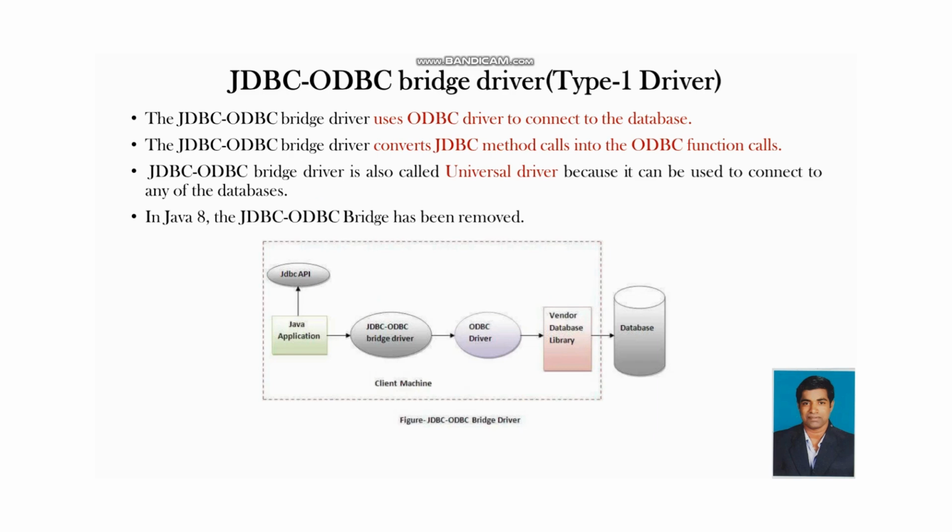In the JDBC API and JDBC-ODBC bridge driver architecture, we are sending queries, the user queries, from the Java application to the JDBC-ODBC bridge driver. Those queries are given to the ODBC driver. Again, they are passed to the vendor database library, and then given to the database. Up to the vendor database library, it is the client machine.